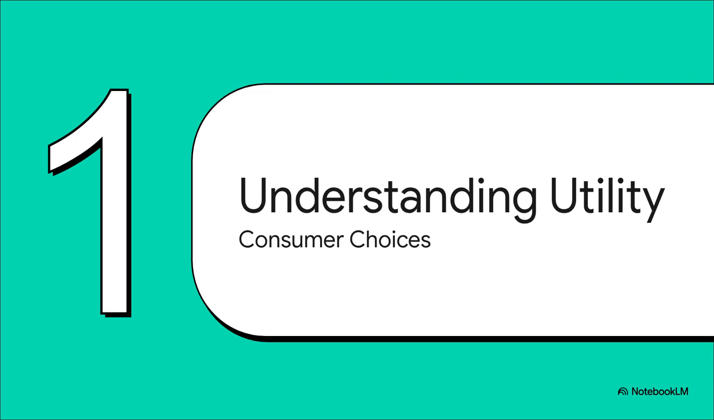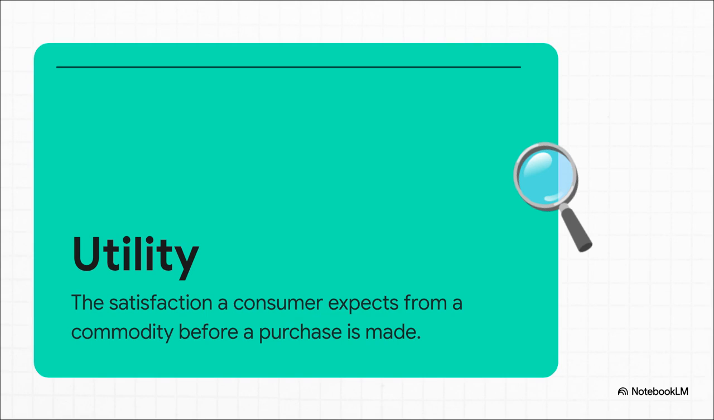All right, first up, we're going to tackle the concept of consumer utility. This is really the foundation. It explains why we, as consumers, make the choices we do. So what is utility? Well, the easiest way to think about it is as a satisfaction score. It's basically the amount of satisfaction or benefit you expect to get from a good or a service.